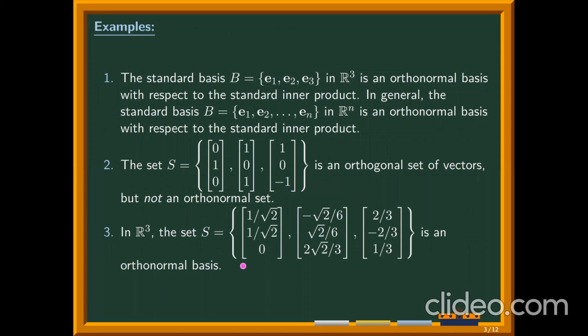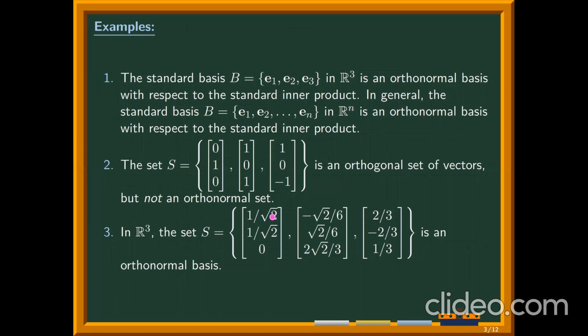But the set S, as shown, is an orthonormal basis in R3 considered with the standard inner product. So you can check that the dot product of the first vector with the second is 0. The dot product of the first vector with the third is 0. And the dot product of the second vector with the third vector is 0. So it's an orthogonal set. And each vector is a unit vector with respect to the standard inner product.